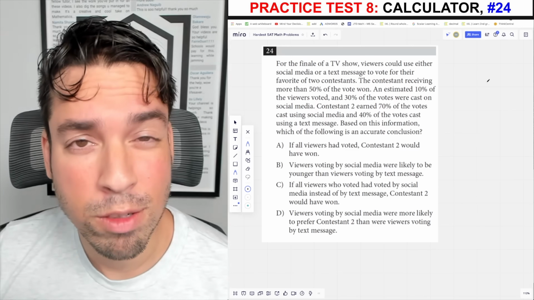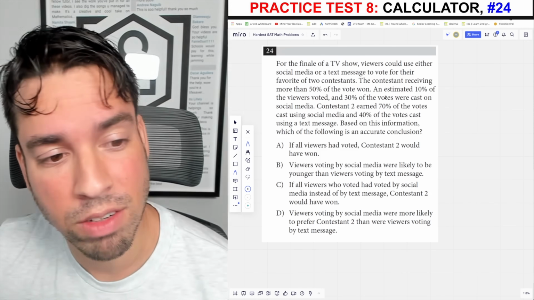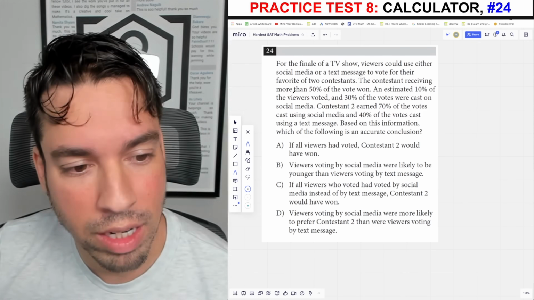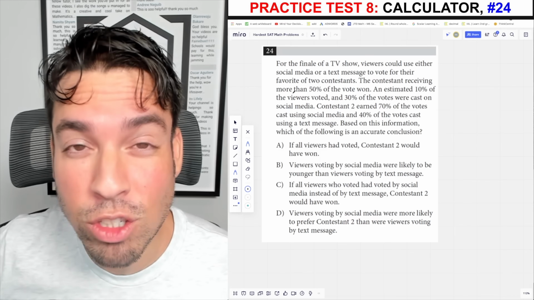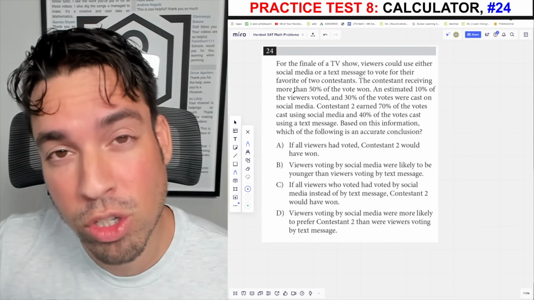These problems can be especially difficult for some students. It's a mix of percentages, and then we're really talking about biases. So we're going to break it down carefully, and then we're going to answer before we look at the answers, which is always super helpful.